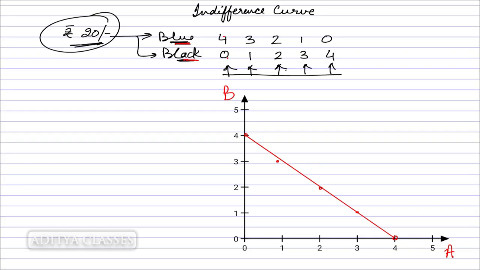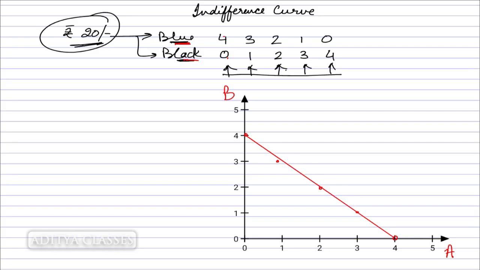Or in our case, blue and black. For every unit of black, I was ready to give away one more, one down, one more, one down. So for every unit of black, I was ready to part with equal units of blue. So this was a very much linear relationship.